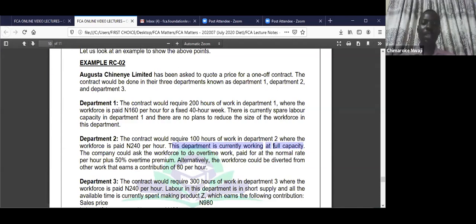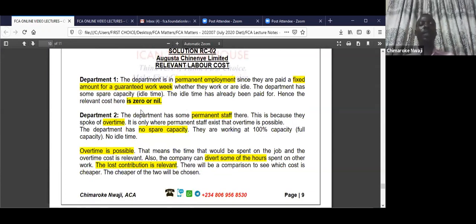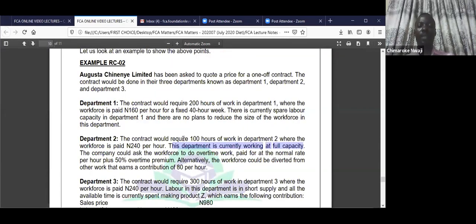And when you hear capacity, either full capacity or half capacity or 30% capacity or spare capacity, that is the language for permanent employment. So what we'll say here is the department has some permanent staff there. So permanent employment is there. So we move to the next question.